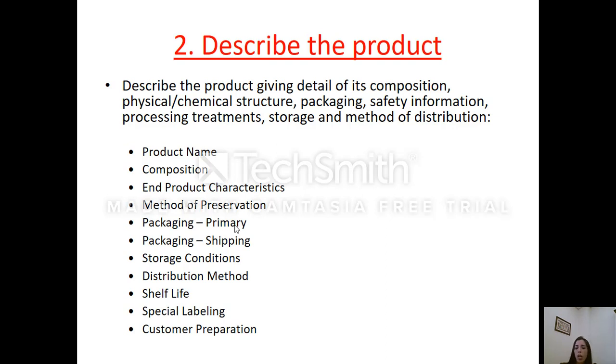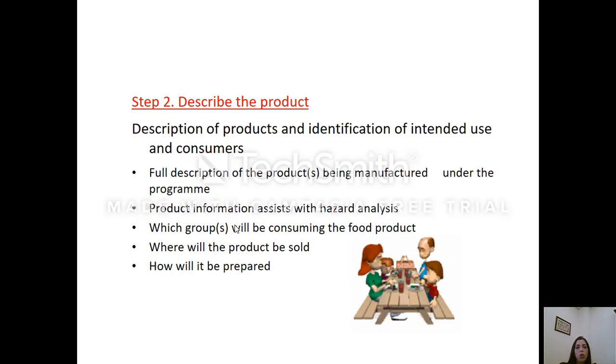Okay, so describing the product is step number one: putting in place a product description. While describing the product, we should use a product description form that should be filled in, where we put the product name, the composition, the end product characteristics, the methods of preservation, the packaging, whether primary or shipping, the storage condition, distribution method, the shelf life of the product, special labeling, and customer preparation. In the description of the product, we can put as well some biological, chemical, and physical characteristics, how it will be prepared, and where it will be sold.